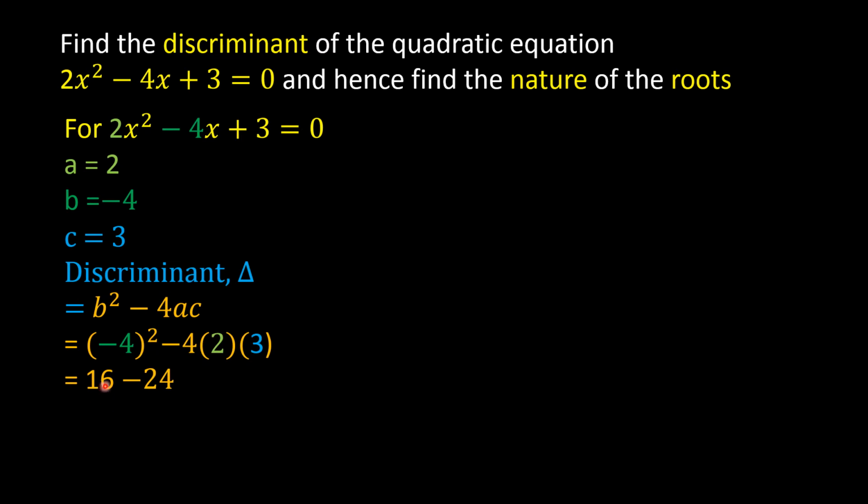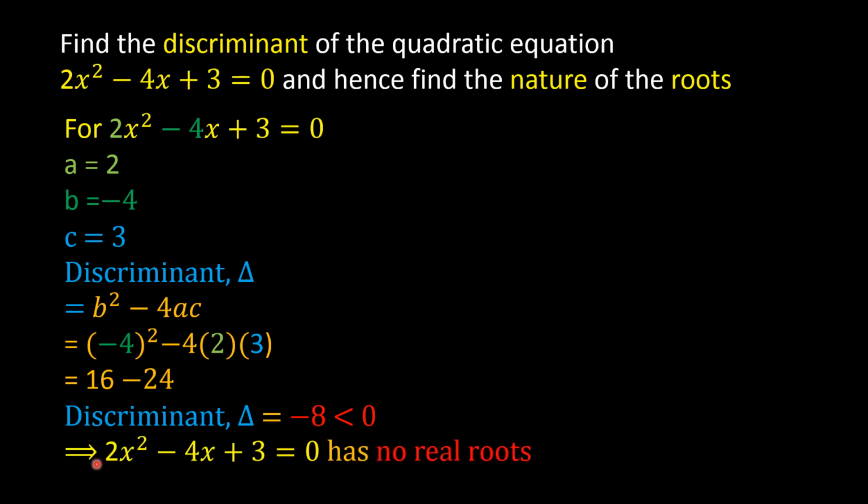Minus 4 squared will be 16, 4 2s are 8, minus 8 multiplied by 3 will be minus 24, 16 minus 24 will be minus 8, which is negative, which implies that the quadratic equation 2x squared minus 4x plus 3 equals 0 has no real roots.